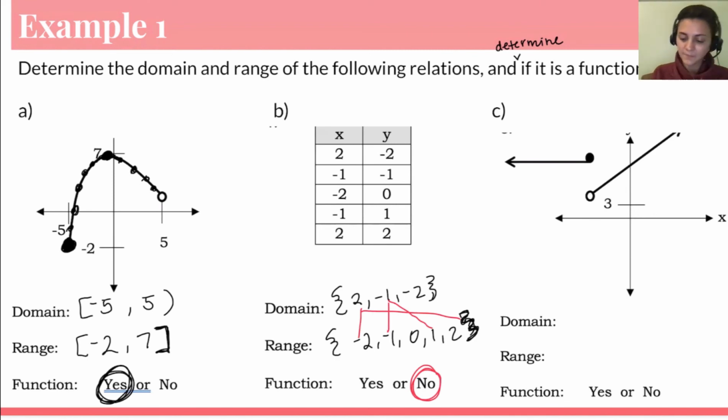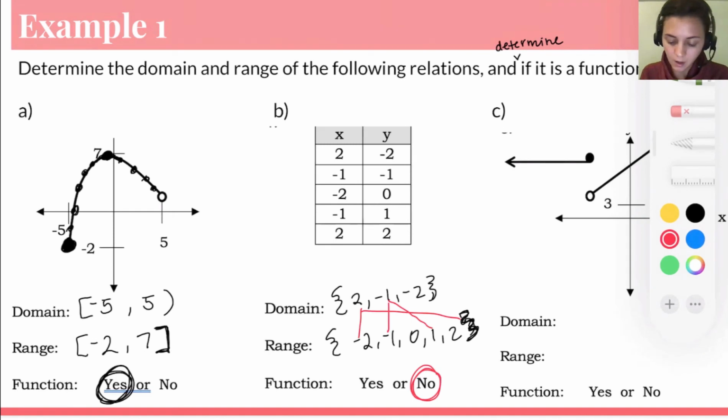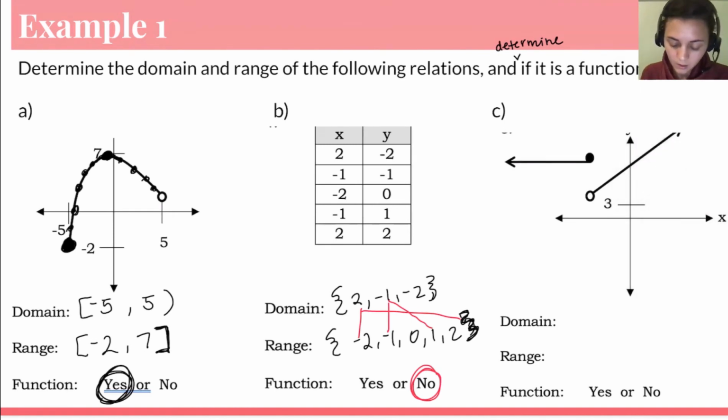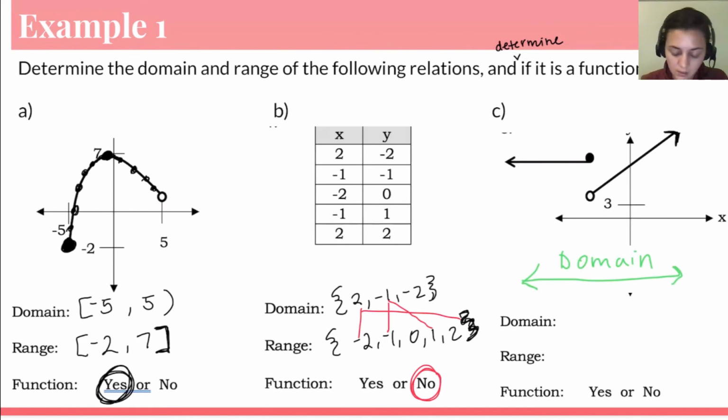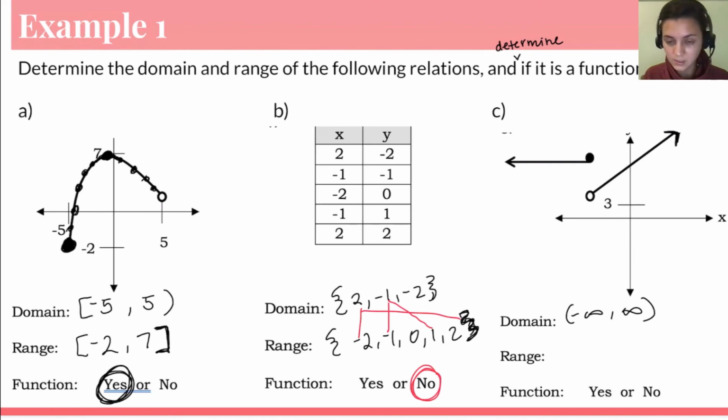And then part C. So this is kind of going off the page, but there is an arrow here. When it goes off the page and doesn't make it clear, you can just think that it's an arrow. So the domain are all the possible x values. So I see that I have arrows at the end going left and right. So this goes from -infinity to +infinity. And I'll use parentheses because you always use parentheses with infinity.